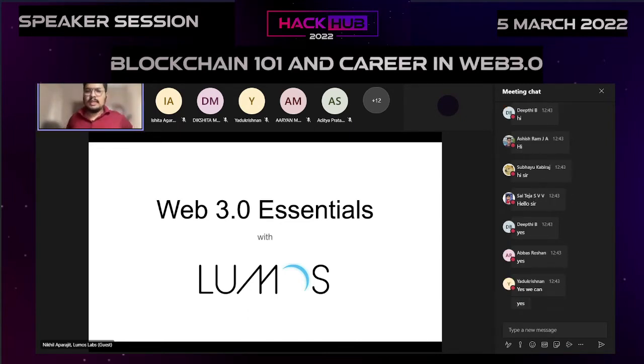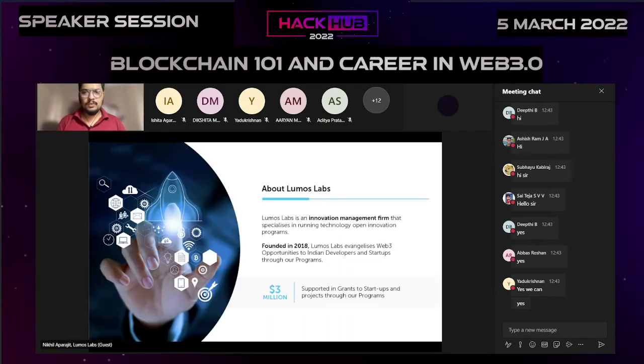So, welcome to the session which I like to call Web 3.0 Essentials with Lumos. So, what is Lumos Labs? I've already told you about me. Lumos Labs is a Web 3 innovation management company that basically evangelizes Web 3 opportunities for Indian developers and startups through our programs. Iska matlab kya hai? What we do is partner with global Web3 companies like Binance, Hedera, Filecoin, Polygon, and evangelize their technology in the developer circles across the country.